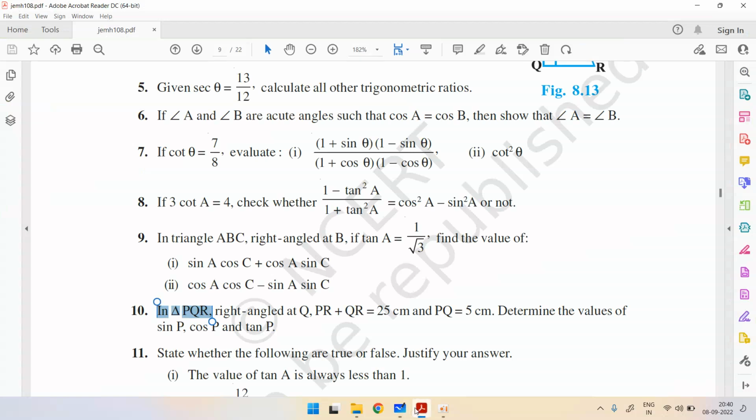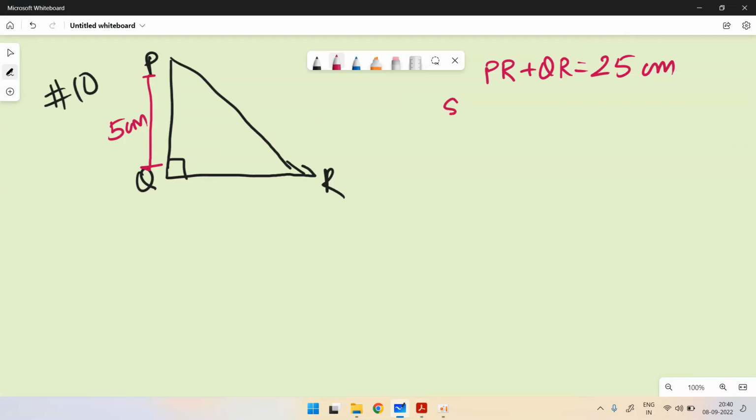Now what do you need to calculate? You need to calculate sin P, cos P and tan P. Tan is short for tangent of P, cos is cosine of P, sin is sine of P. Sec P means secant of P, cosec means cosecant of P, and cot means cotangent of P. This is the short form, and I have explained this to you. So P is in the question.